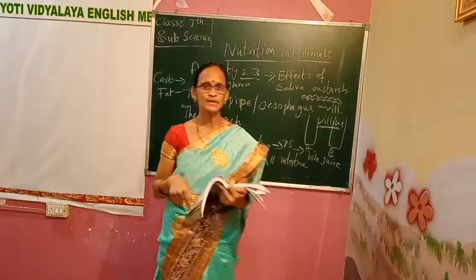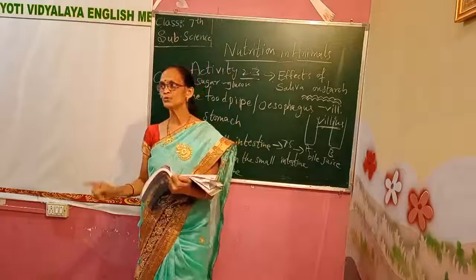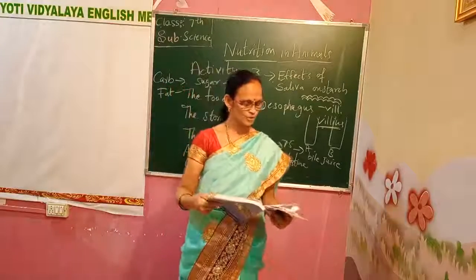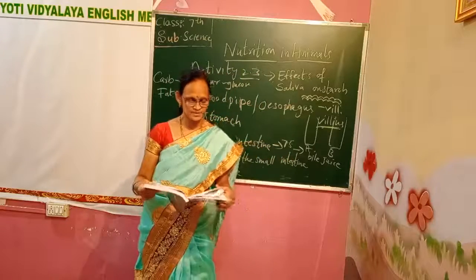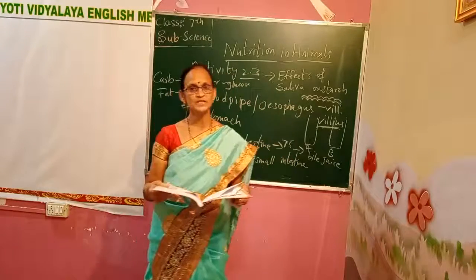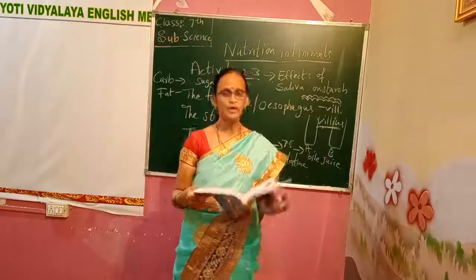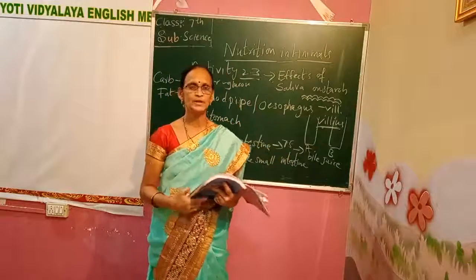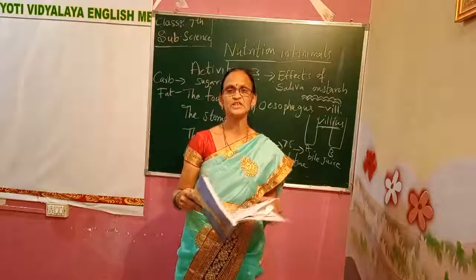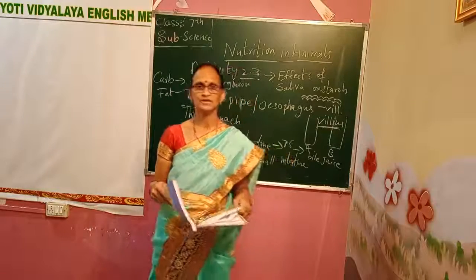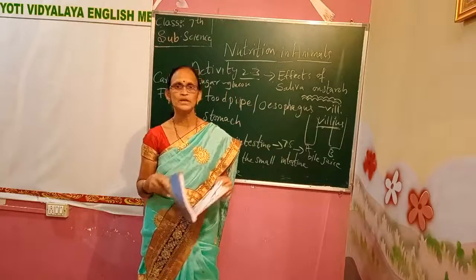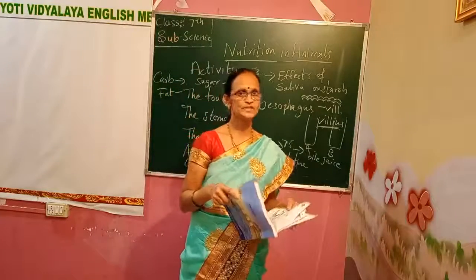Can human beings do like that? No, human beings can't do that. Only grass-eating animals can do this. It is also a part of digestion. What it eats is called cud. And what it brings out and again chews is called rumination. This process is called rumination. It happens only in grass-eating animals, not flesh-eating animals. Only in grass-eating animals can you find this rumination.